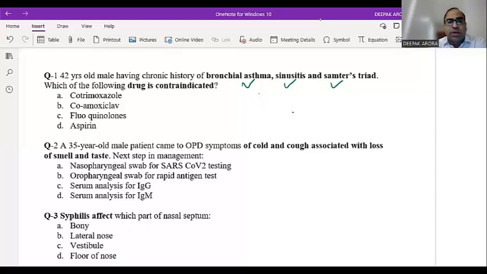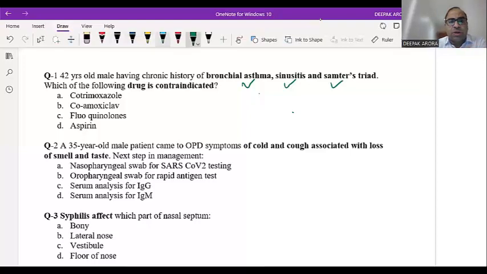Which drug will be contraindicated? Aspirin. It is sensitivity to aspirin. This MCQ can be repeated. They can ask you why this phenomenon is there. Why are the patient's symptoms precipitated after taking aspirin? It is due to IgE release.